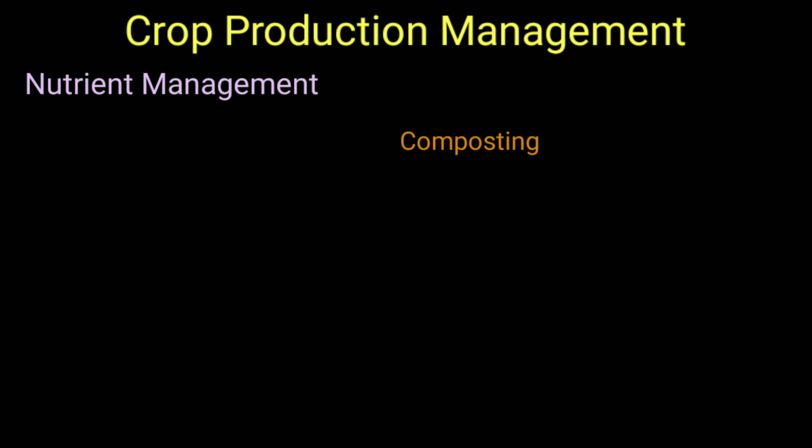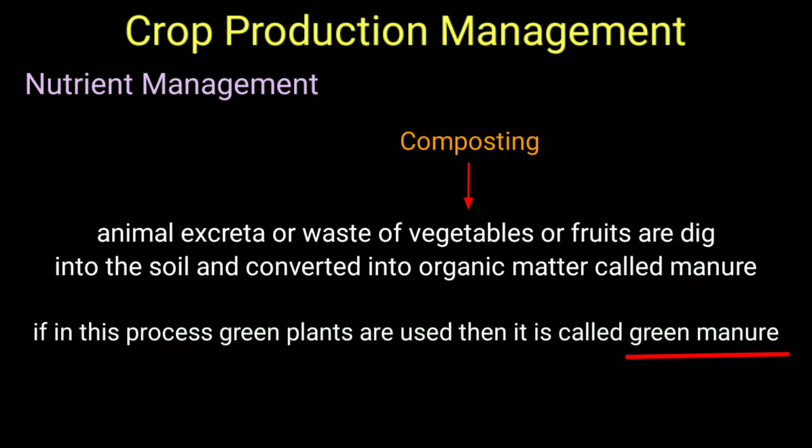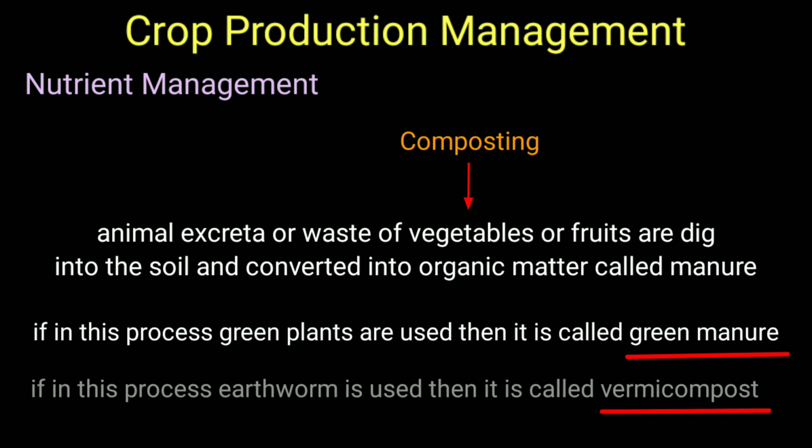Now let's talk about the process of composting. Composting is the process in which animal excreta or waste of vegetables or fruits are dug into the soil and converted into organic matter called manure. If in this process green plants are used, then it is called green manure. And if in this process earthworm is used, then it is called vermicompost.